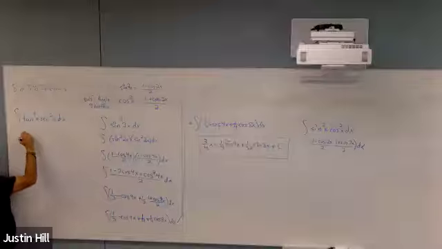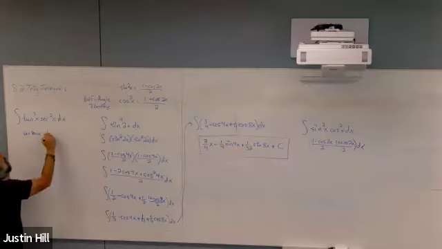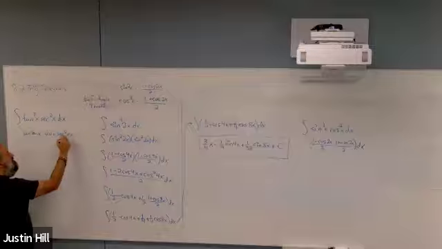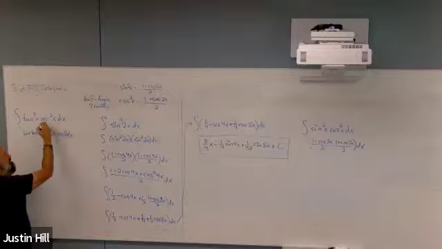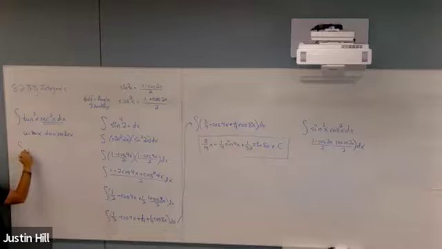So like here, my u is going to be tangent x. What's my du? That's going to be secant squared x dx. Notice that's my du. So this is the integral of u cubed du.